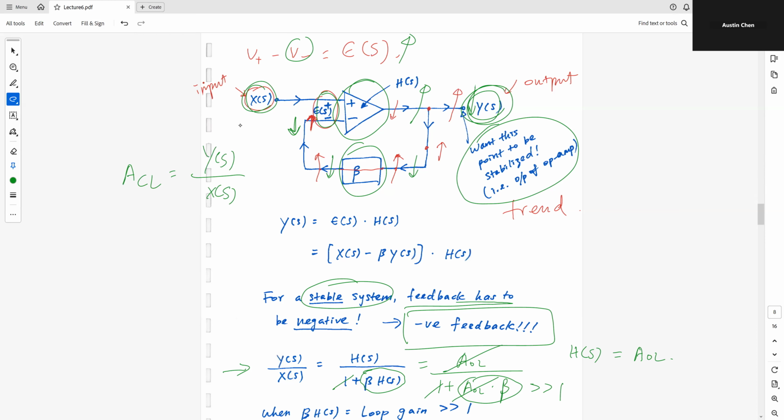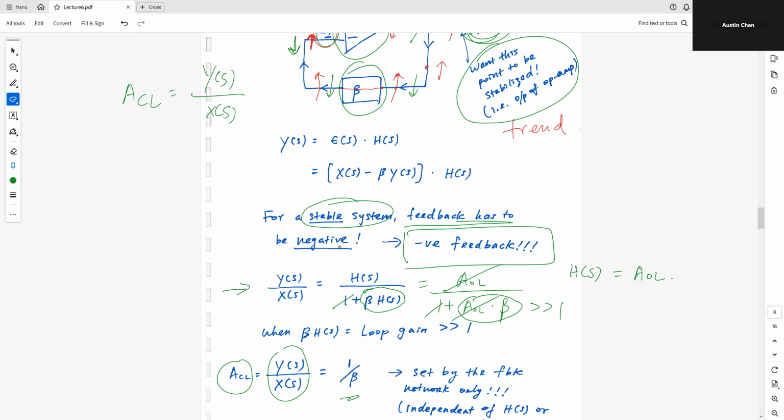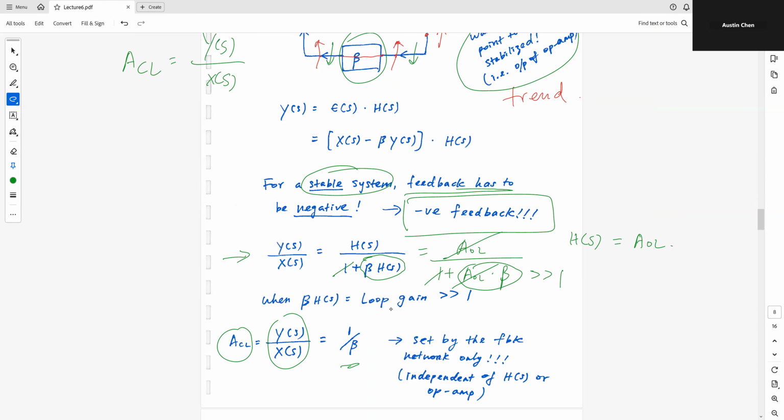But what this is trying to tell you here is that if I have a very large open loop gain, much, much larger than 1, then my ACL depends on only the beta network. In other words, there is no dependency on this op-amp anymore. So ACL now is simply equal to 1 over beta. You don't see any AOL involved in this final ACL expression.